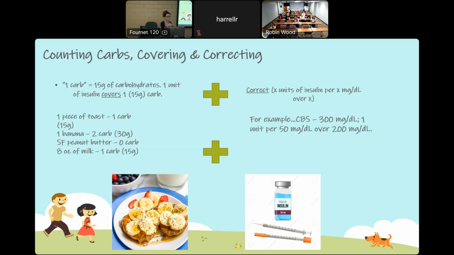Right, so 60 grams. So four carbs, quote unquote, right? So that's going to require, if 1 unit of insulin covers 1 carb and they ate 4 carbs, then that's going to be 4 units of insulin that they're going to need to cover the carbs that they ate, right?